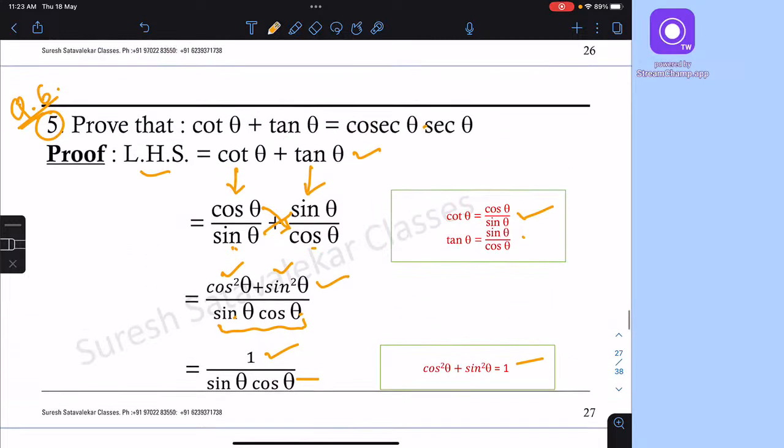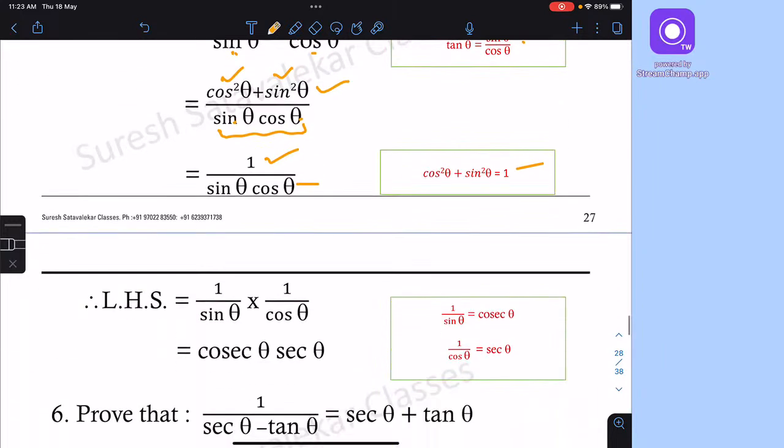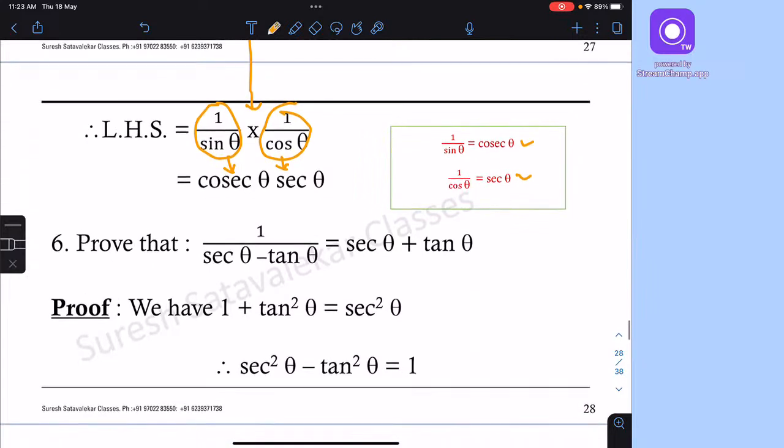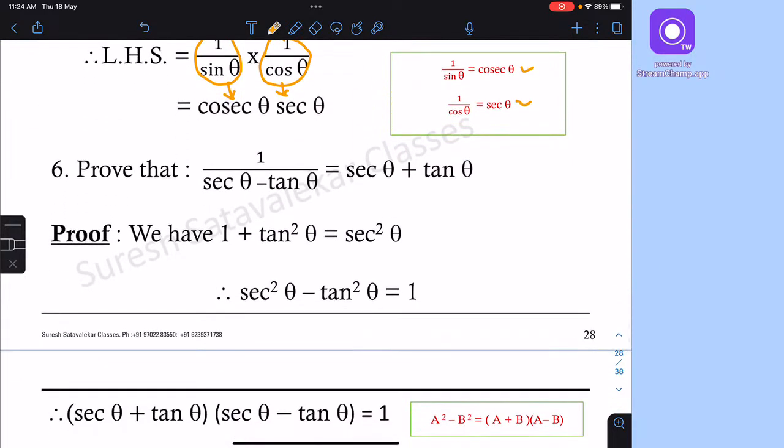So now here if you see the right hand side, you want cosec theta multiplied by sec theta. Cosec theta means 1 upon sin theta. So this if you split as 1 upon sin theta into 1 upon cos theta, 1 upon sin theta means cosec theta and 1 upon cos theta means sec theta. Go on writing these steps also, so that you will remember these formulae. And in examination if you write this, the examiner will not have any chance to deduct any mark. Okay.